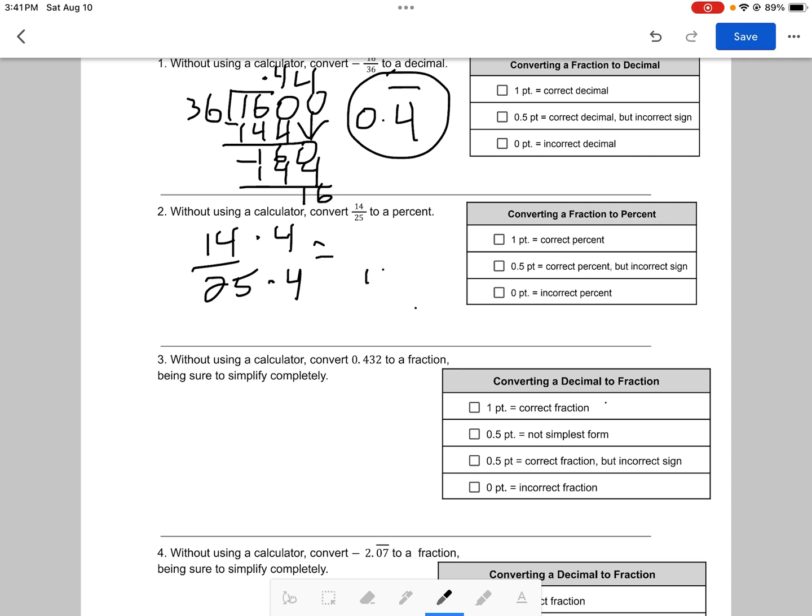If I multiply the bottom by 4, I have to multiply the top by 4 as well. 25 times 4 is 100. 14 times 4 is 56. Now, I already have it over 100, so all I need to do is just add my percent sign. So this is 56%.